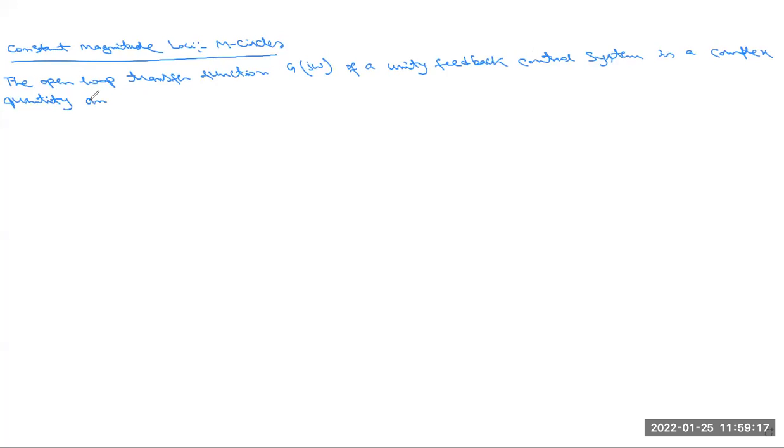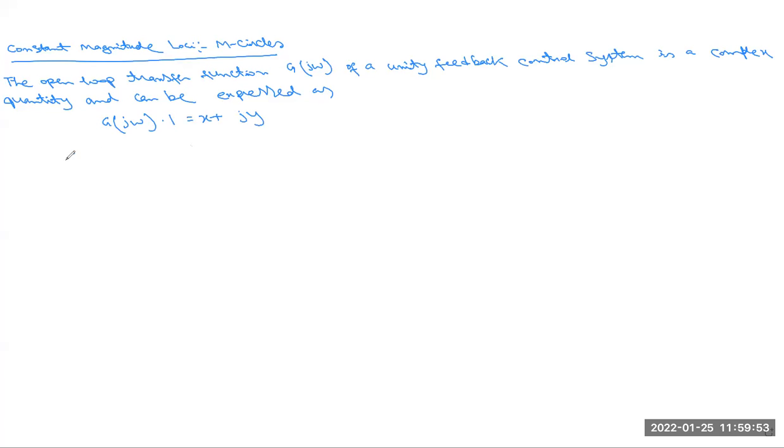and can be expressed as, we have to write the open loop transfer function, this is G(j omega), for a unity feedback system. That means the value of the feedback factor H(s) is also 1. And we have to write the transfer function in complex form, this is x plus jy.